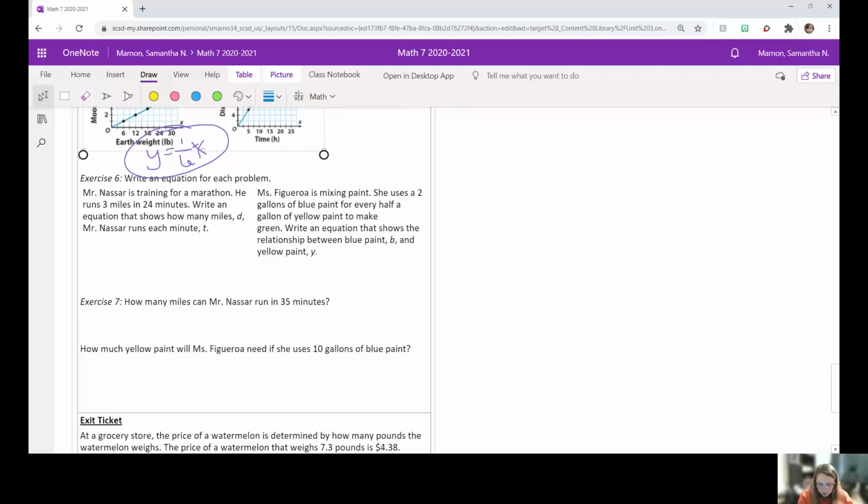Here we have 2 descriptions. Mr. Nasser is training for a marathon. He runs 3 miles in 24 minutes. Write an equation that shows how many miles D Mr. Nasser runs for each minute T.